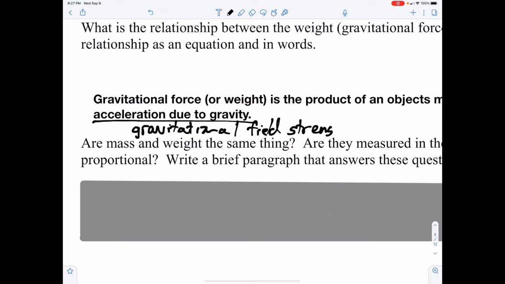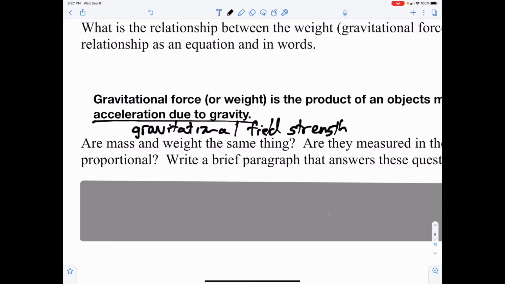Well, what is a gravitational field? The gravitational field represents invisible lines of force acting on each mass. And so the gravitational field describes the strength of the gravitational force. The stronger the field, the stronger the force.